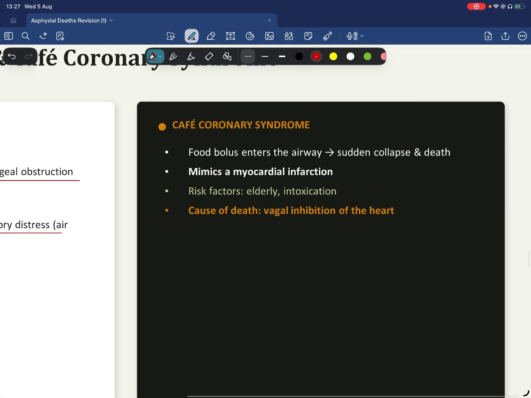Café coronary syndrome is where a food bolus enters the airway, leading to sudden collapse and death. It mimics myocardial infarction. The cause of death is vagal inhibition of the heart. This is caused due to a decreased gag reflex seen in intoxicated patients. Therefore, there's vagal inhibition of the heart due to a food bolus getting stuck in the pharynx.